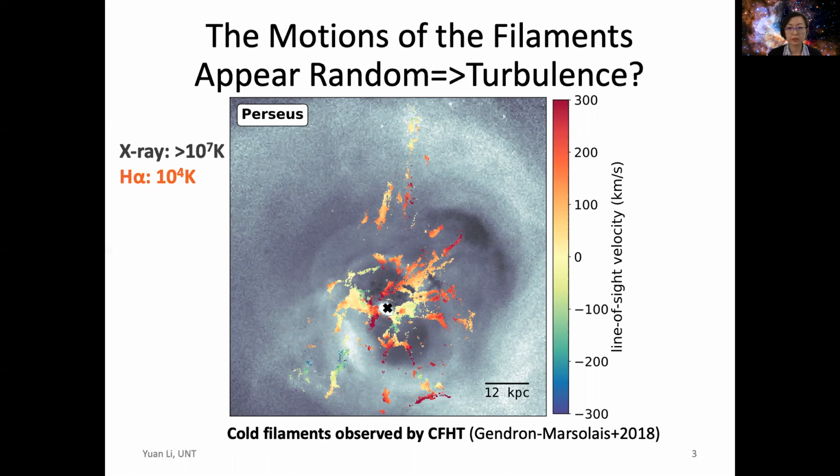H-alpha probes gas with temperatures around 10 to the 4th Kelvin and can be observed with ground-based optical telescopes. Now, instead of showing the H-alpha flux, I'm showing you the line-of-sight velocities of the filaments. As you can see, the motions of the filaments appear random, but are we seeing turbulence here?